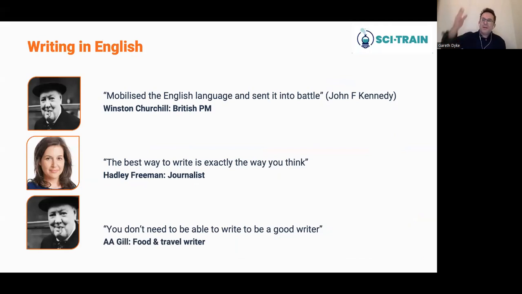I have some heroes here on this slide, and the pictures got mixed up a little bit, but we know who Winston Churchill is, of course. He's famous for mobilizing the English language and sending it into battle. As John F. Kennedy, the US president, famously said, two journalists that are heroes of mine, both of whom are too dyslexic to be able to actually write. And the point I want to make with this is that your message, your English research message, can now easily be communicated into written form without you actually needing to do much or any of the writing.